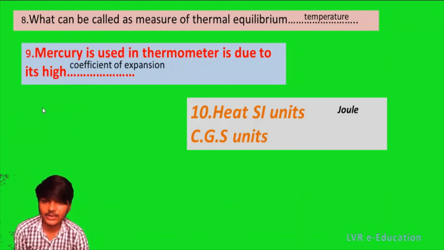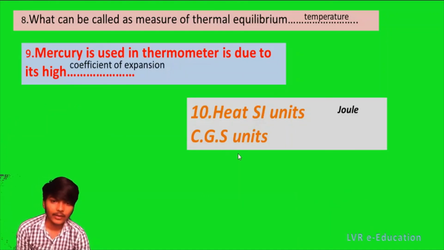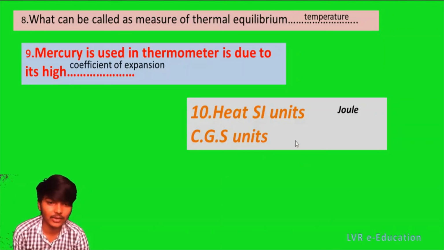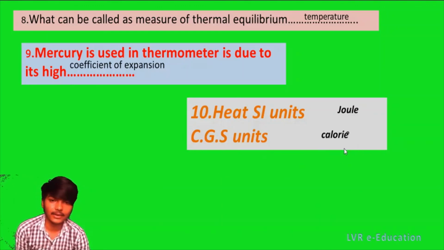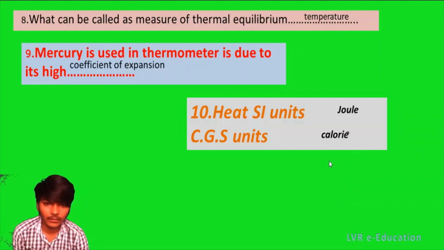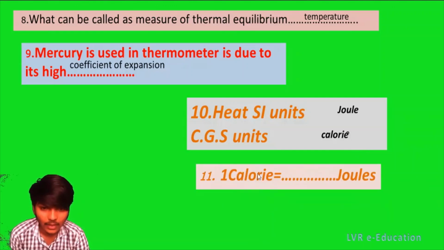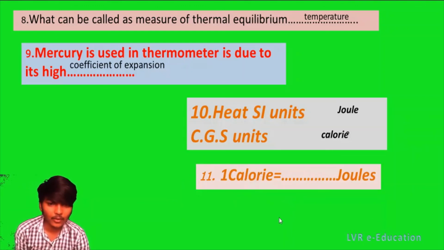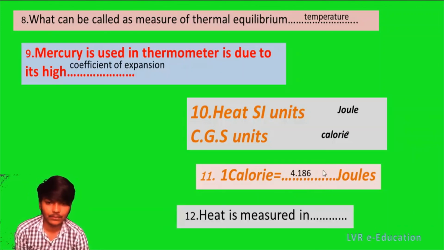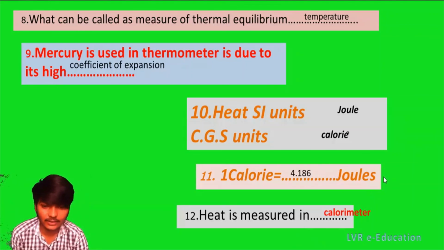So here is the 10th question. Heat SI unit is joule, right? So what is the CGS unit? It's calorie, right? So the 11th question asks, what is the value of 1 calorie? So we already discussed, right? 4.186 joules. Heat is measured in a calorimeter, right?